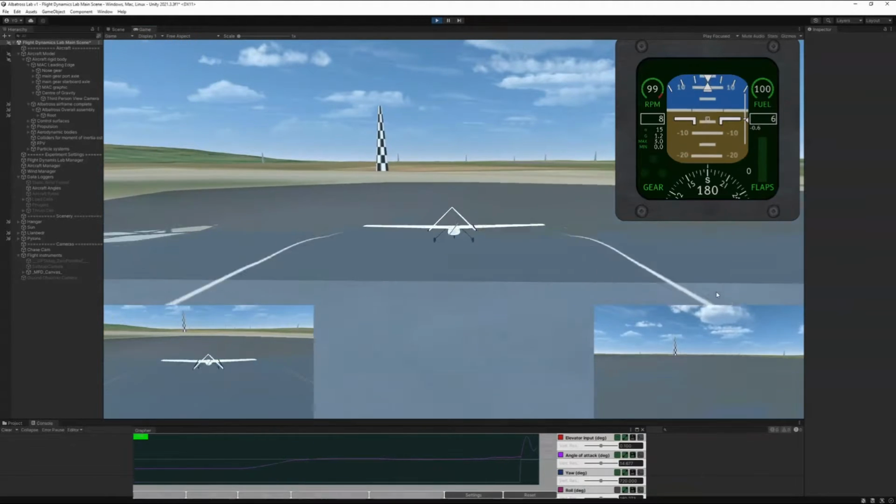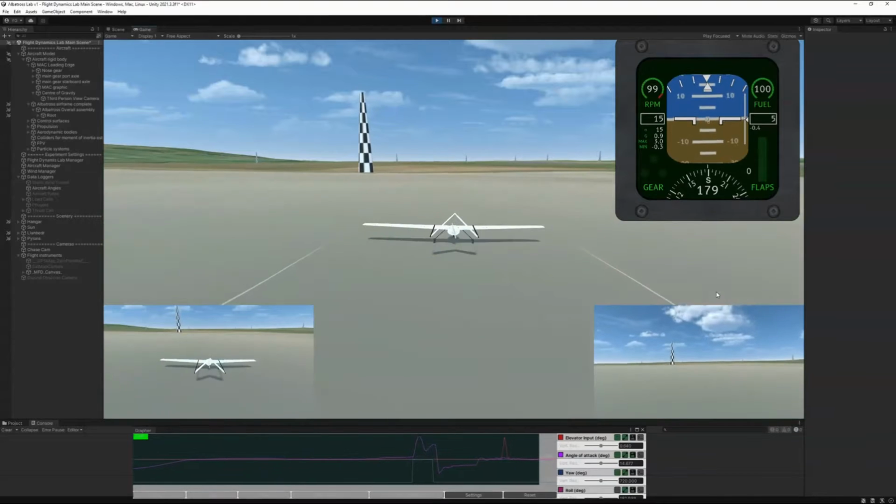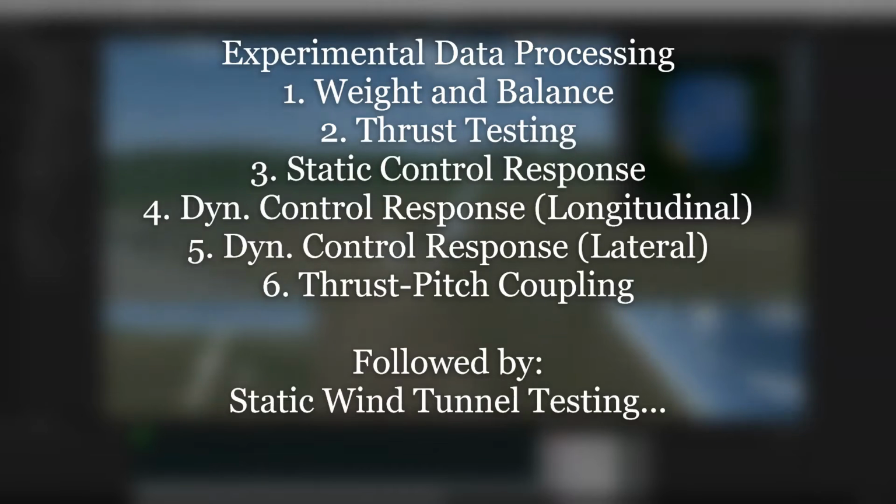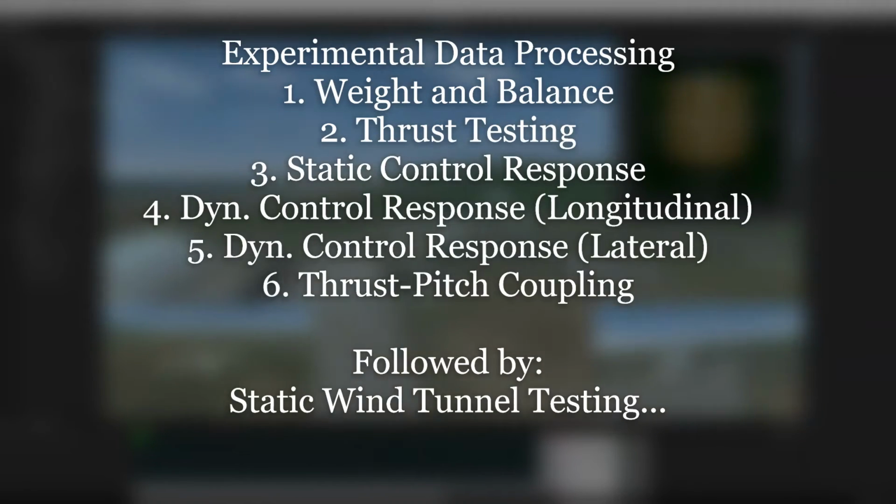In this video, we will talk about some key aspects regarding the Albatross, starting with post-processing of some of the data from the simulation, involving weight and balance, thrust measurement, static control response through testing flight control configuration, and dynamic control response, including longitudinal and lateral dynamic response to control inputs, with also the testing of thrust pitch coupling.